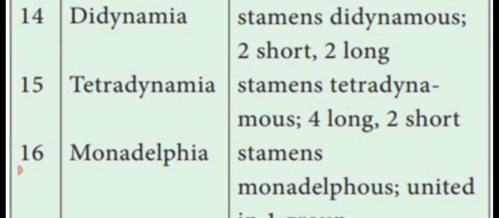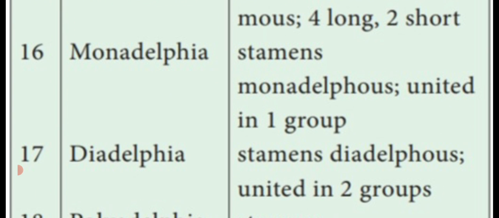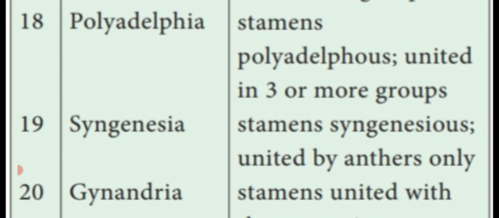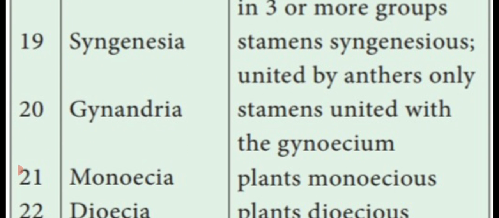Then monoadelphia, that means union of stamens, only one bundle. Then diadelphia, stamens are united to form 2 groups. Polyadelphia, stamens form more than 2 bundles. It's known as polyadelphia. Syngenesia, that means filaments are free, but the anthers are united. Gynandria, stamens are fused with gynoecium.